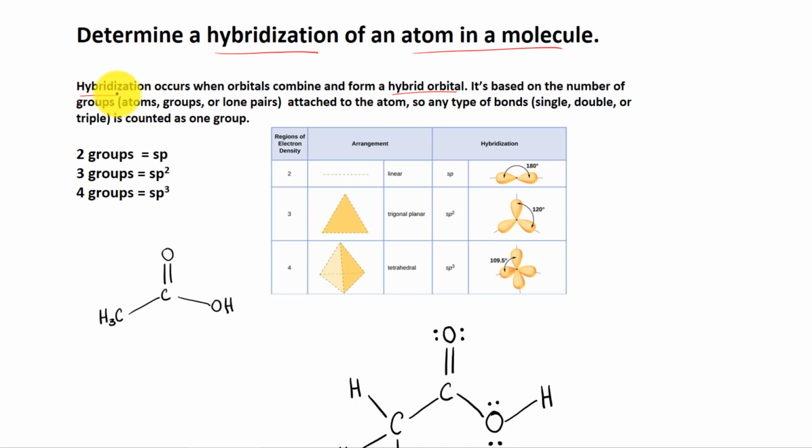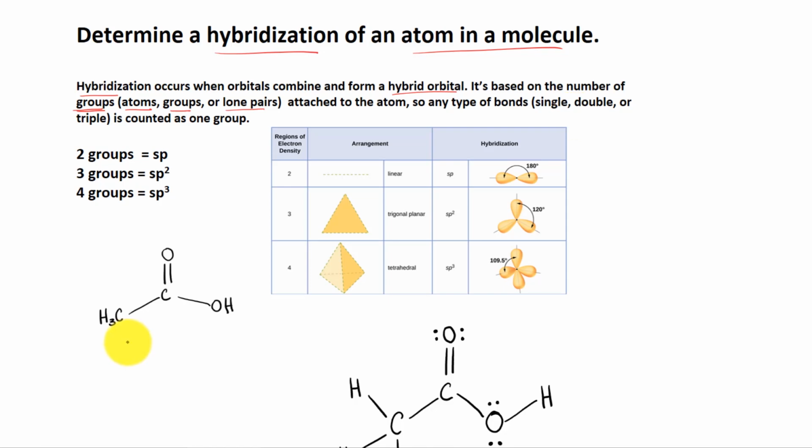Now, it is based on the number of groups, okay? Specific groups. That group can consist of atoms, groups, or lone pairs. So each lone pair is considered as one group attached to that particular atom. Any type of bond, single bond, double bond, or triple bond, is counted as one group. Now I'm going to show you what I mean by that.